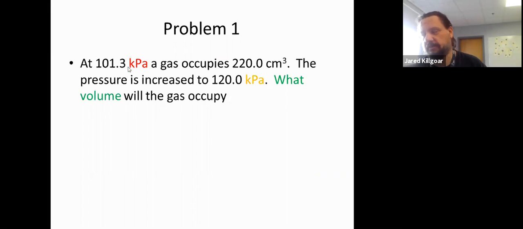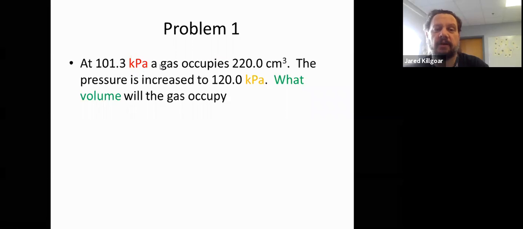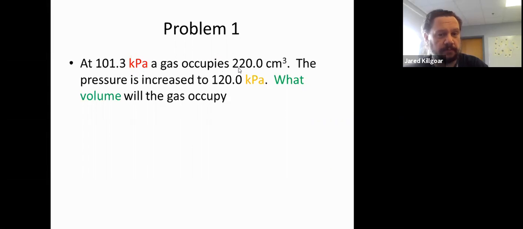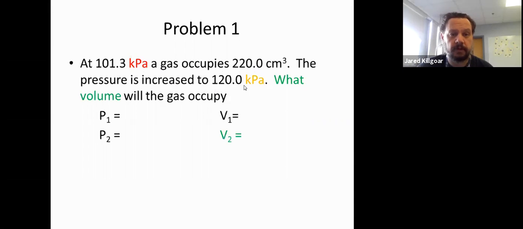And let's see what's given here. At 101.3 kPa, that's a unit of pressure. A gas occupies 220 centimeters cubed. 220 centimeters cubed is a unit of volume. The pressure is increased to 120.0 kPa. That tells you that that is a pressure. So if you don't know your units, sometimes there's clues here that will help you to indicate that kPa is a unit of pressure. So let's go about setting this up.